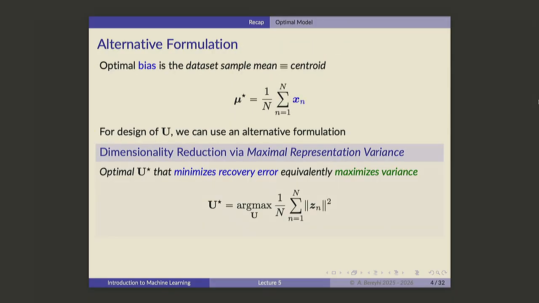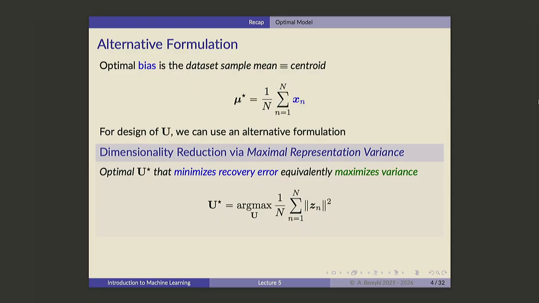Then we found the optimal choice of mu. That was quite simple. You need to set it to be the centroid of your data set. You get all data samples and average them. This is the central point. That center point, the sample mean, is going to be your bias.